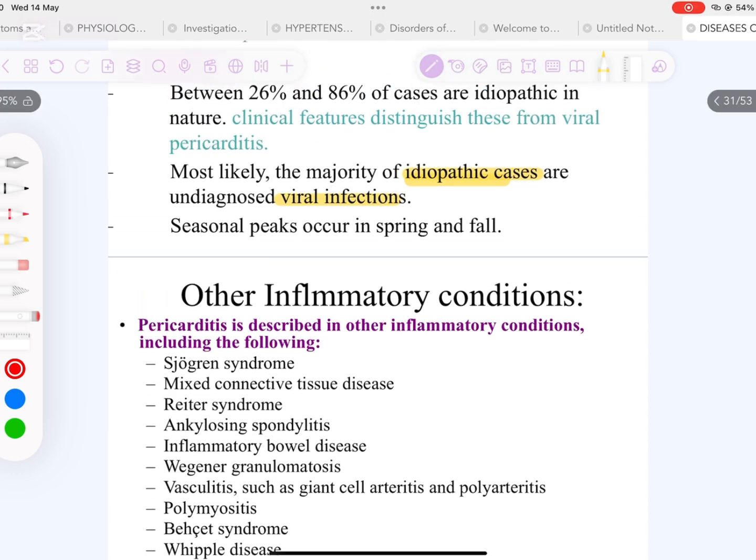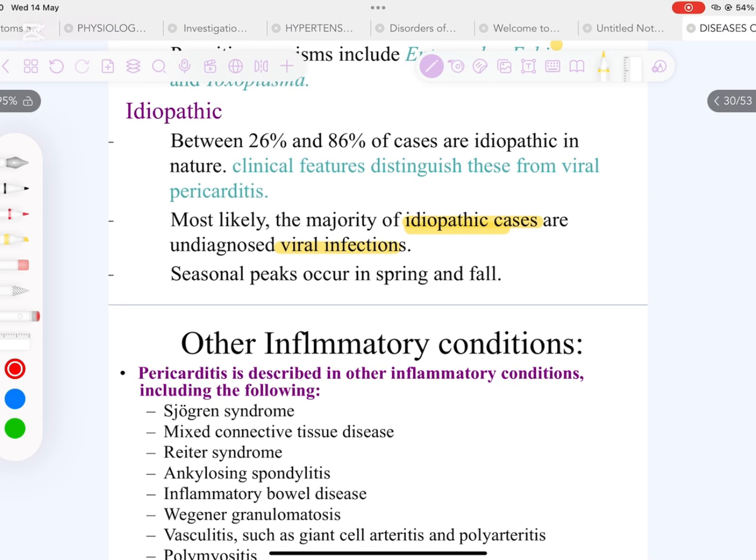If none of these things are causing it, I've checked blunt chest trauma. Is there any trauma? Any fall? Any accidents? Nothing. So you say, okay, it's either idiopathic or viral. They now check and you're not seeing any viral thing. Now you say, okay, maybe it's idiopathic. But now they're trying to tell us that most idiopathic cases are undiagnosed viral ones.